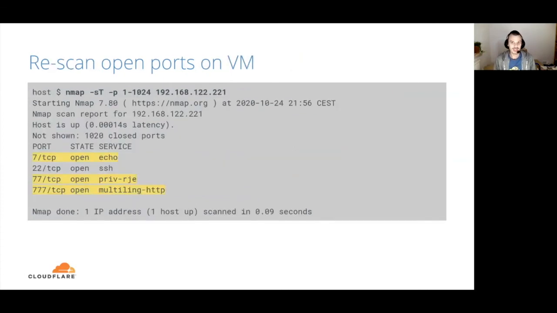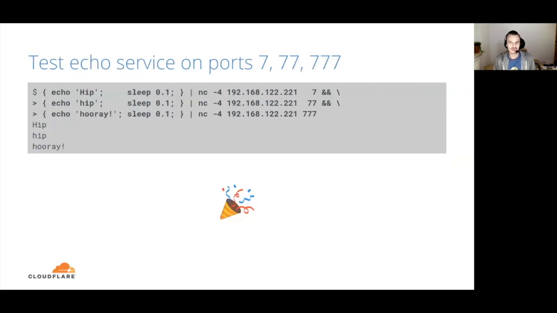Well, all should be set well. If we rescan the ports on the VM, the port numbers we have just enabled appear as open. And we can also test the echo service on each of the ports we have opened up. It works.